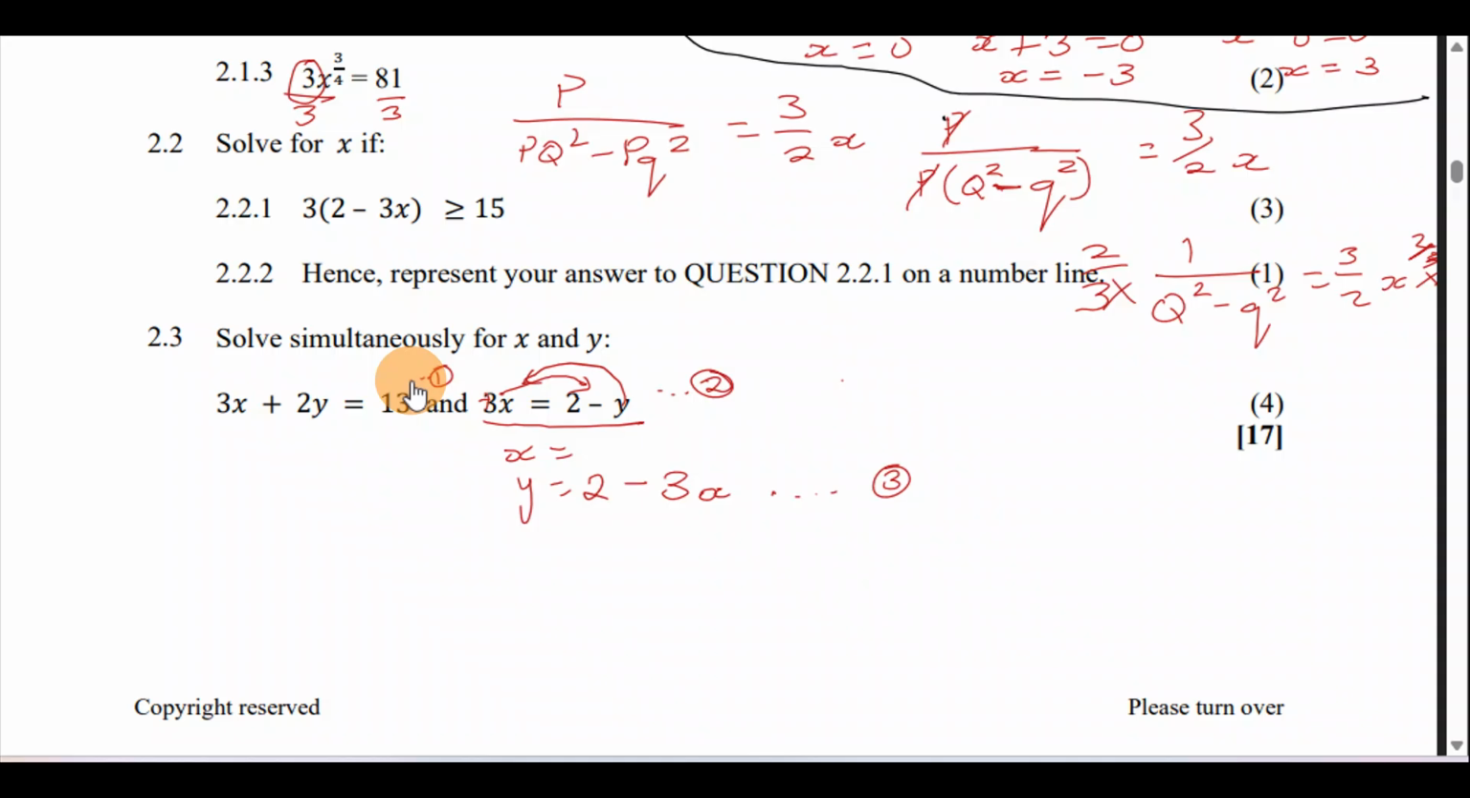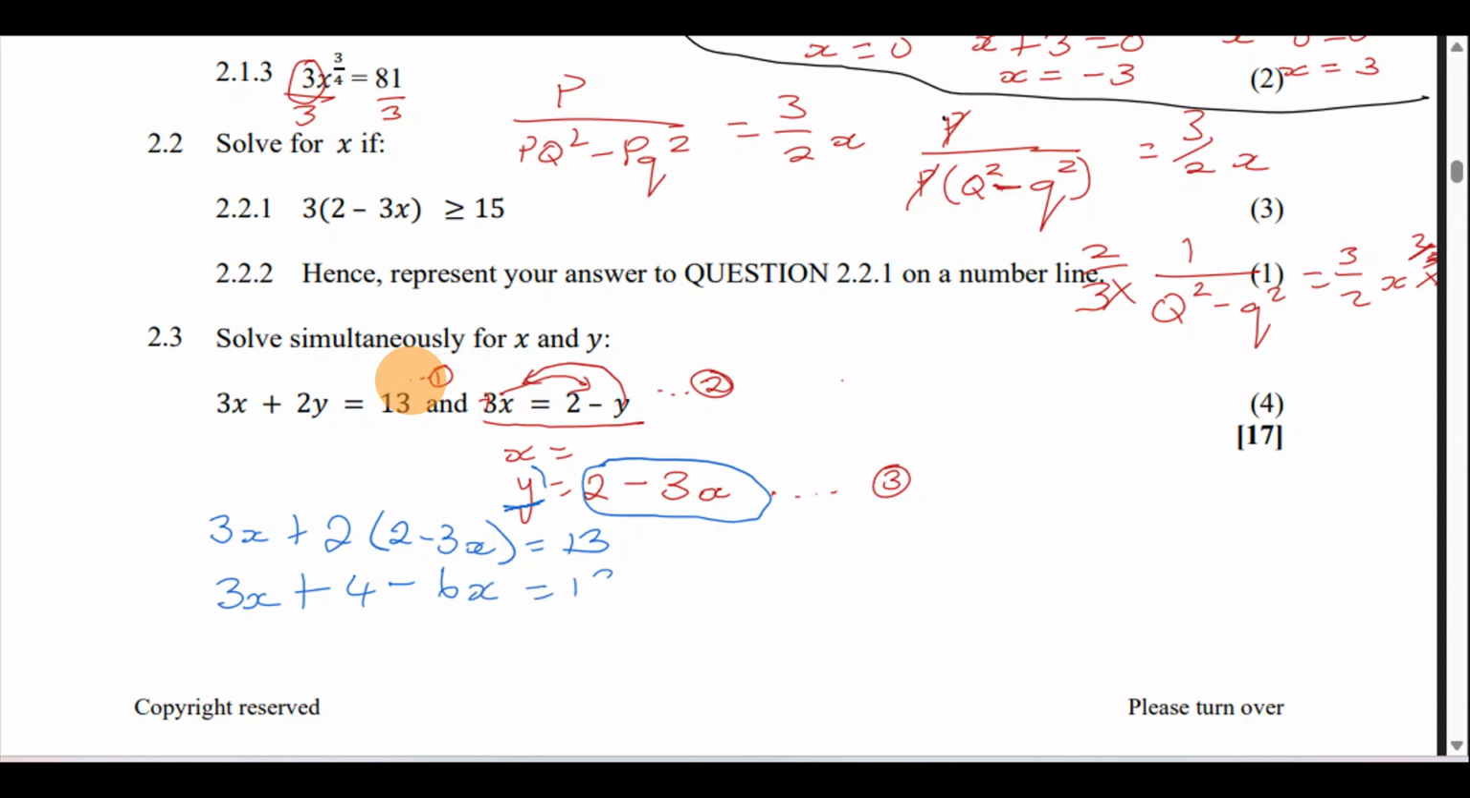So now in place of y, I'm going to put 2 minus 3x. Where there is y, I now put 2 minus 3x. So I have 3x plus 2y, in place of y I put 2 minus 3x, is equal to 13. Now let me open my bracket. I have 2 times 2, that is 4. 2 times minus 3x, that is minus 6x, is equal to 13. I now transpose the 4 to that side and combine the x's, because they are like terms. So it's 3x minus 6x, that's minus 3x, and then 13 minus 4, which is 9.